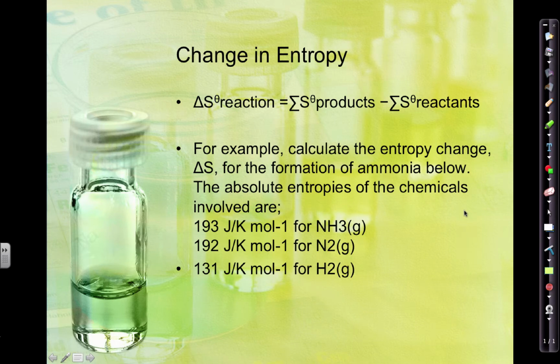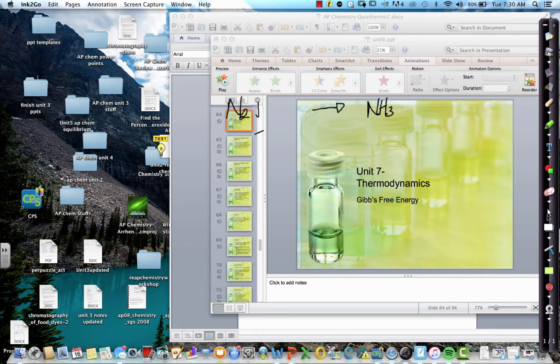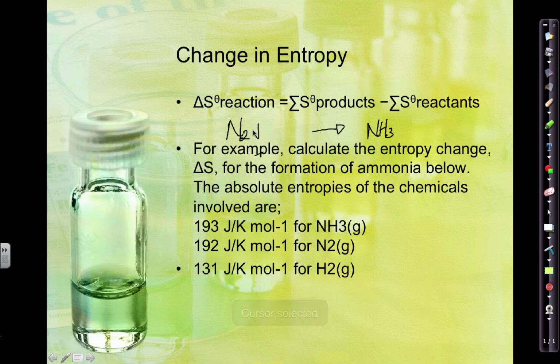Okay, so I can calculate the change in entropy if I have the entropy of the products and the entropy of the reactants, just like I can calculate delta H. So products minus reactants. If I have a reaction for the formation of ammonia, I make ammonia with nitrogen gas and hydrogen gas. All right, so let's balance this really quick. 2 here, 3 here, and then I'm balanced.